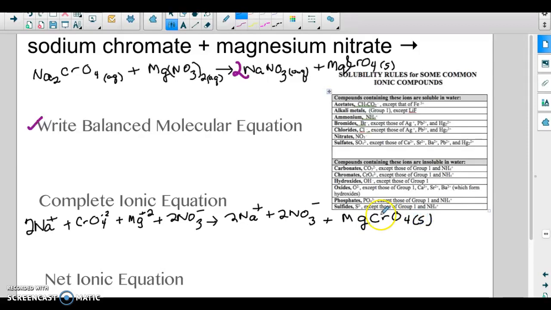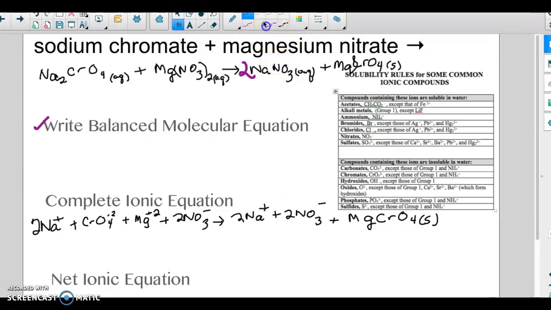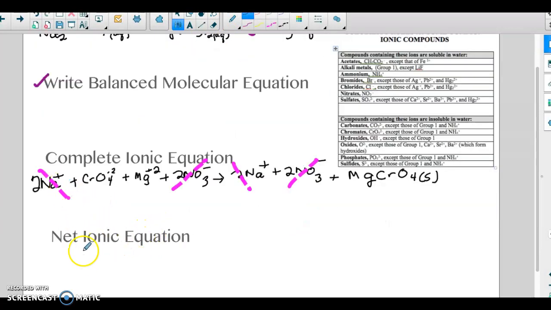So this would be my complete ionic. And then I can see that I have spectator ions, which are the nitrates and the sodium ions. So what I'm left with is going to be my net ionic equation. So I can just transfer down here.